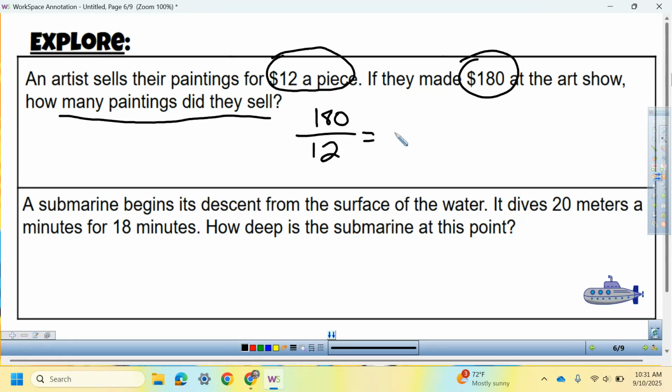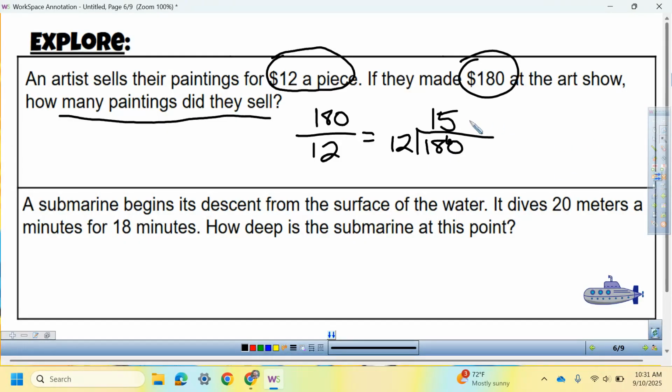So, let's set up a little long division. In and out. So 12 goes into 18. That's one time with 6 left over. And 12 goes into 60. Well, that would be 5 times. So what does this answer represent?